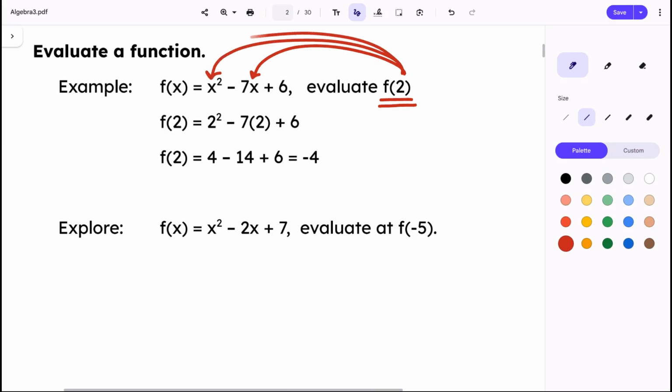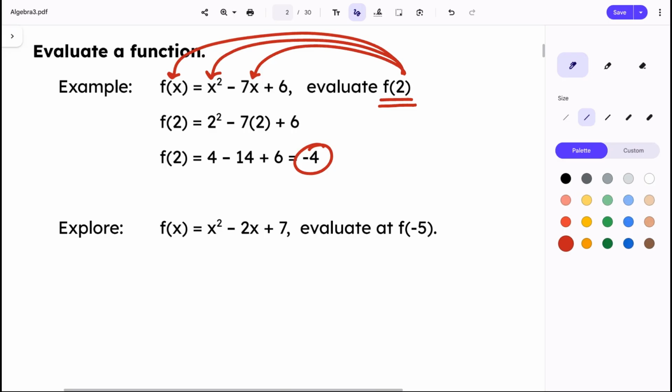They also are writing it after the f because they're just writing out that we're evaluating this function for this specific value. So we're putting in the 2. And then we just follow what they did. They did 2 squared minus 7 times 2 plus 6. And then they just did the math. So 2 squared is 4. Negative 7 times 2 is negative 14. And then plus 6. And then they just added and subtracted those things together. So they did 4 minus 14, add 6, and they got negative 4 for their answer.